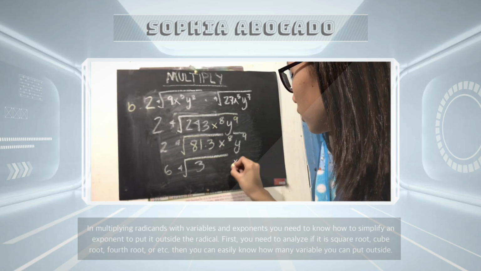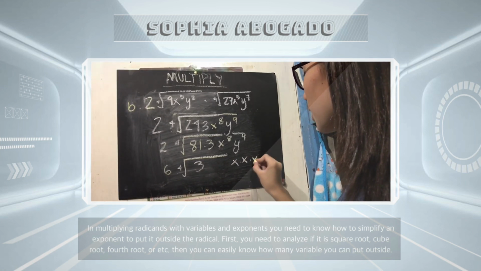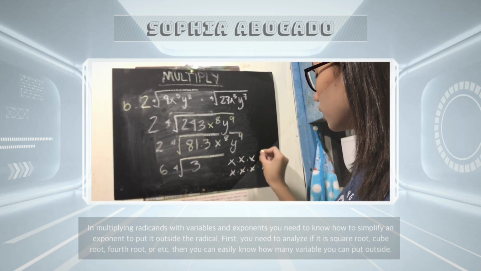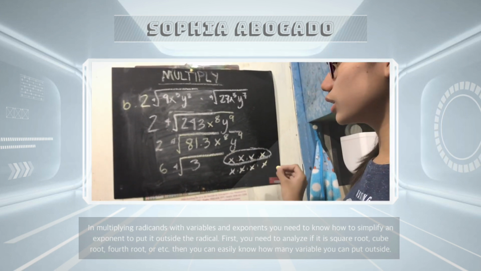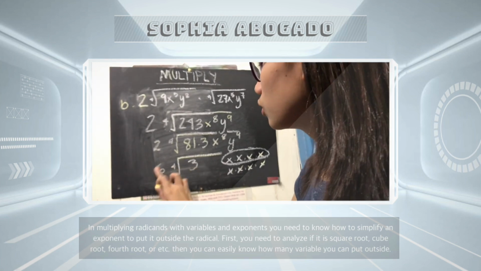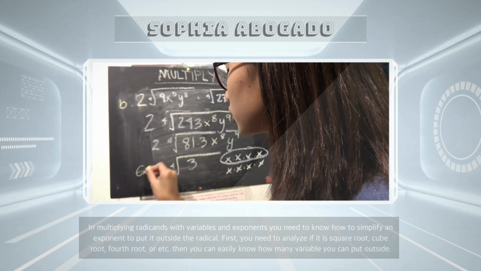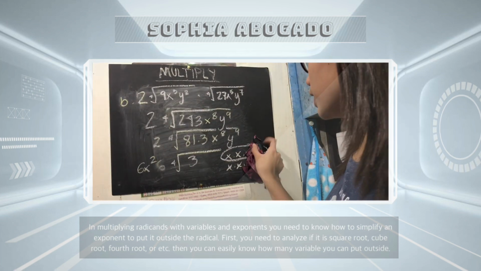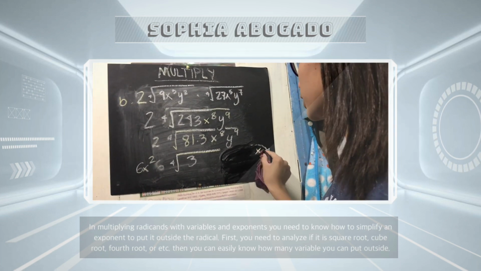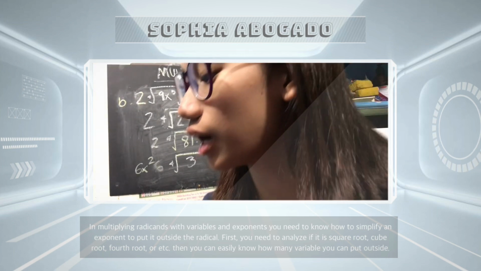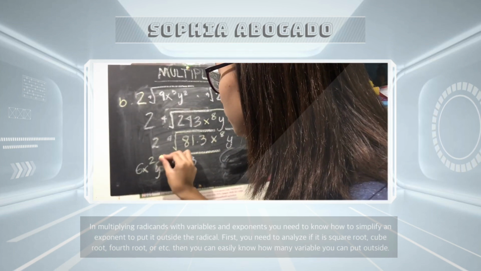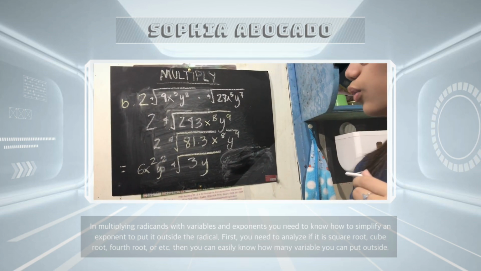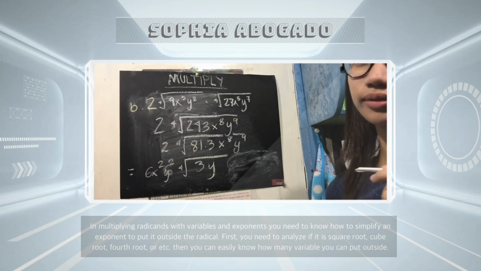We will write this as x times x times x times x. Then every 4 x's will be counted as 1, so it is equal to 6x squared because it is 2 sets. Next is the y raised to 9, which gives y squared. Then the other y will be left behind in the radical. So the answer is 6x squared, y squared, 4th root of 3y.